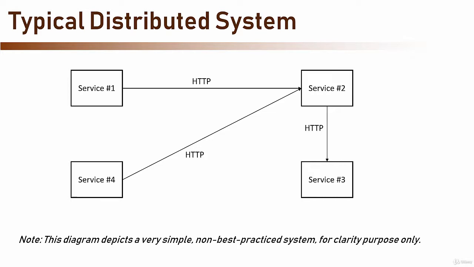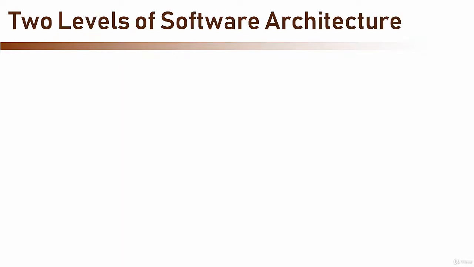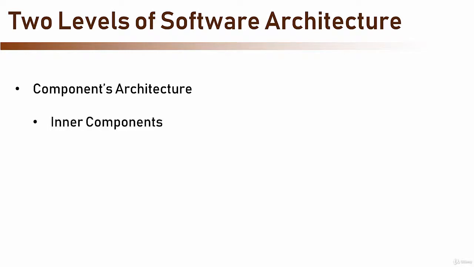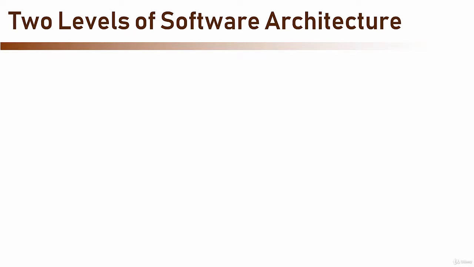network protocol, usually HTTP. When talking about software architecture, we actually talk about two levels of architecture. The first is the components architecture. This is the architecture of the individual components, and this is the topic of this section. The components architecture deals with the various inner components of the code, the way they interact with each other, and how to make it fast and easy to maintain.